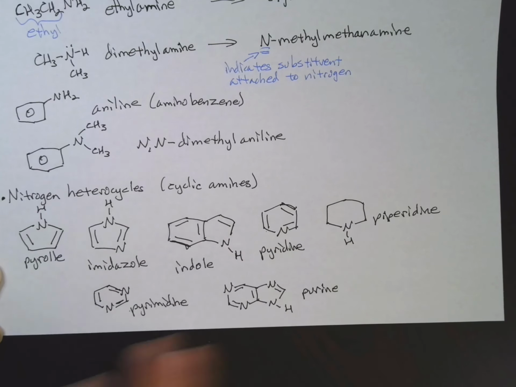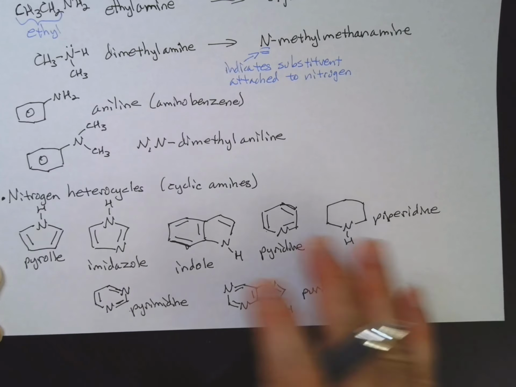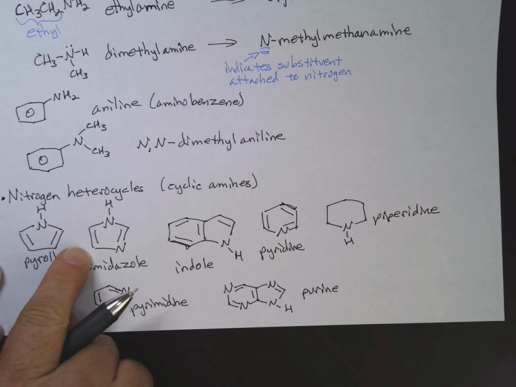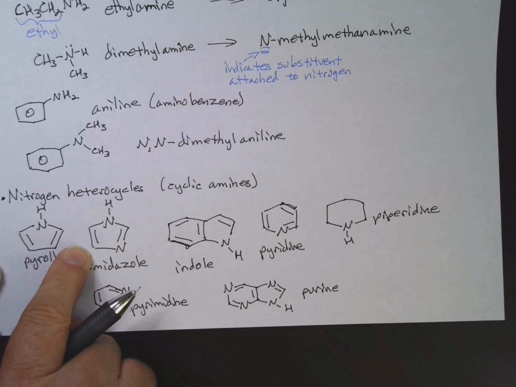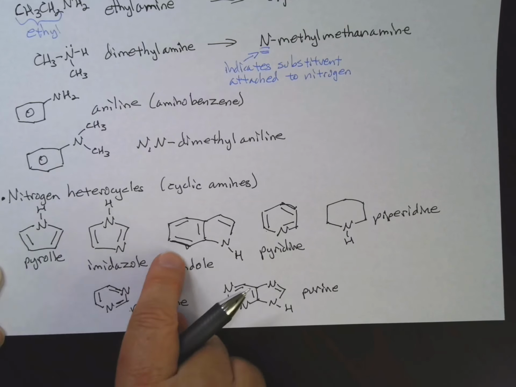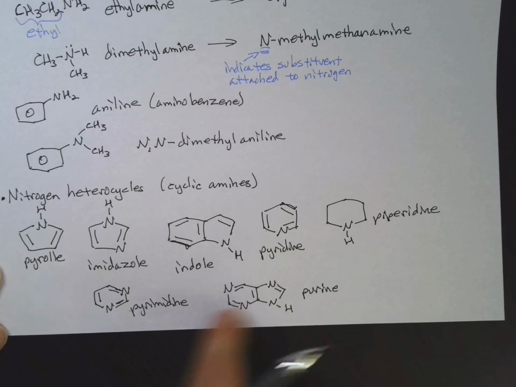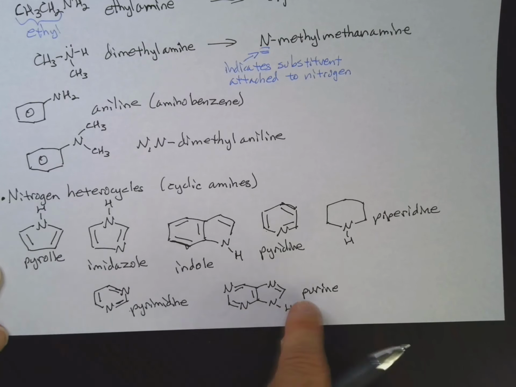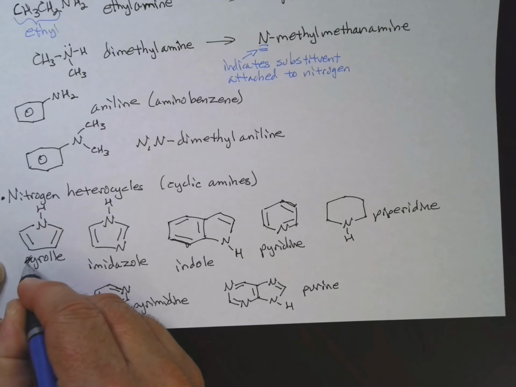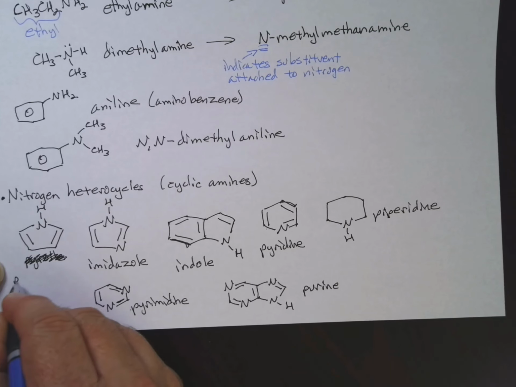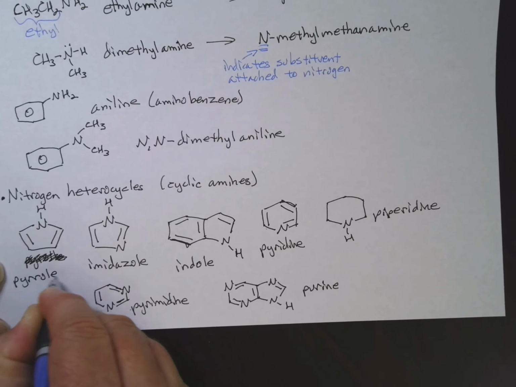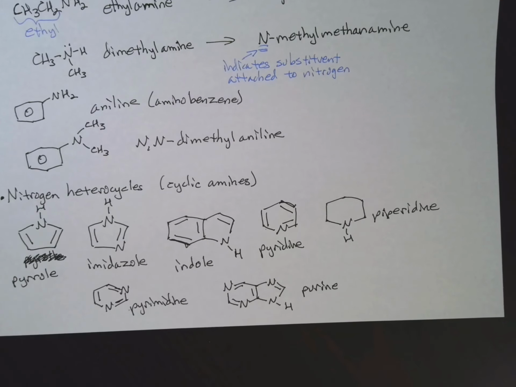So we run into these types of amines quite a lot, really, in biological systems. Imidazole is the side chain of the amino acid histidine. Indole is found in tryptophan, and then of course pyrimidine and purine are bases. And I realized I misspelled pyrrole. That was looking wrong to me. P-Y-R-R-O-L-E. 2 R's, 1 L. Sorry about that.